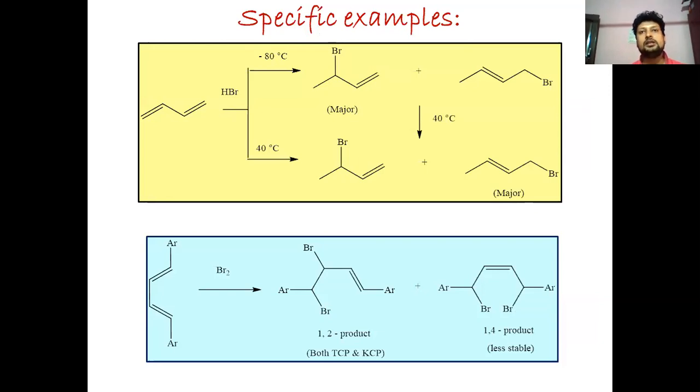Now, if you heat the 1,2 addition product at higher temperature, obviously it will again equilibrate to give the more stable product.